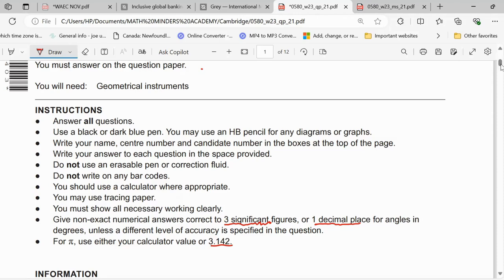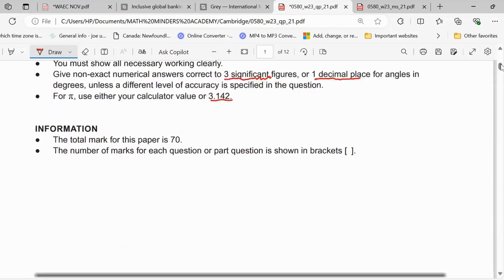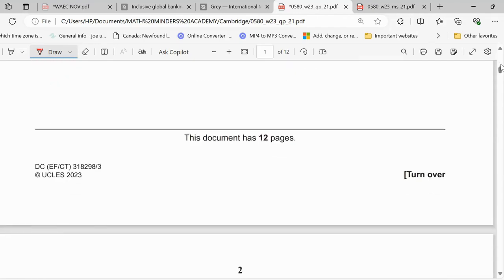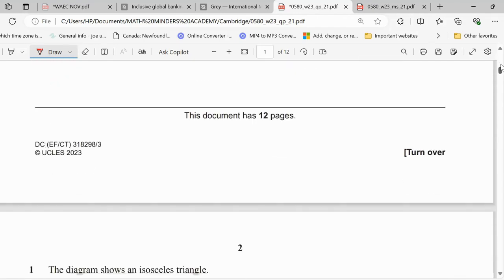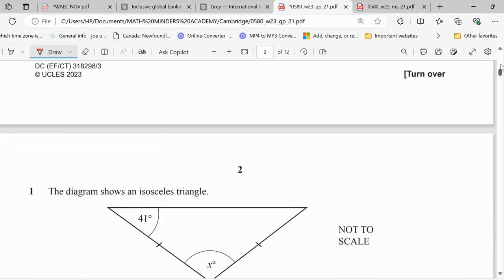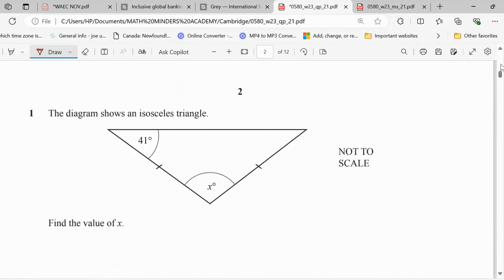So these are some of the key information that we need to bear in mind. You can quickly also go through the bullet point instructions and understand what is required. Now, this paper contains 12 pages and is worth 70 marks. So let's proceed now to question number 1. We'll be giving step-by-step solutions.